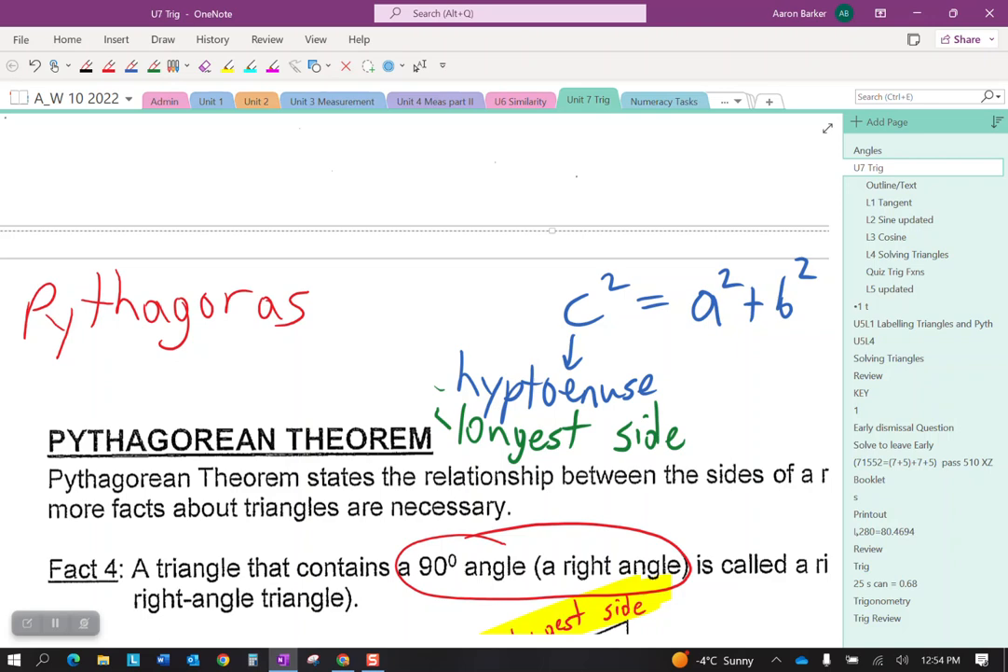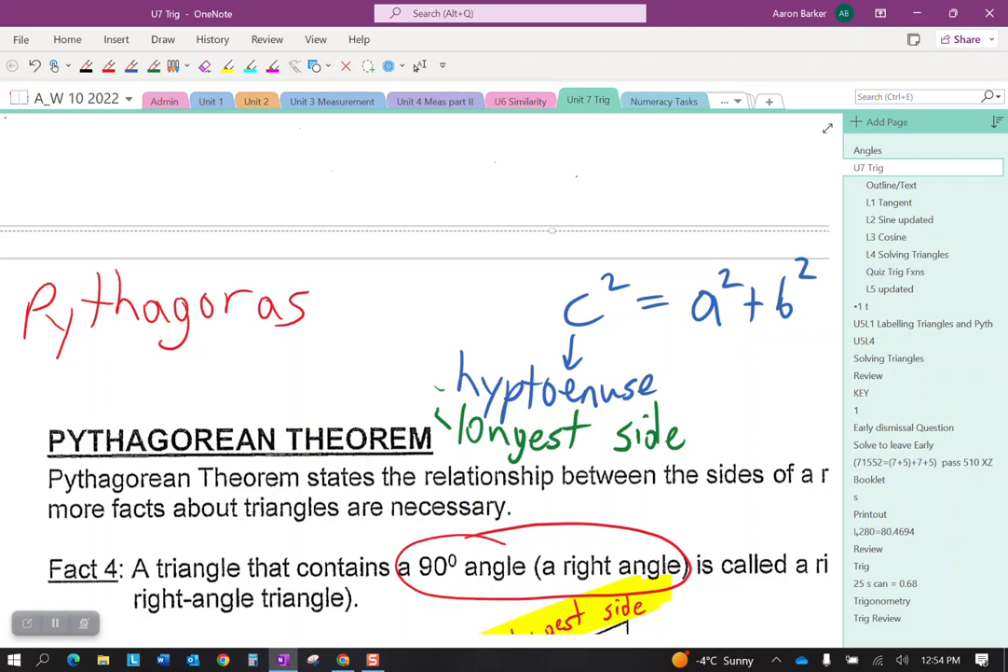C should be your hypotenuse, and the rule of the hypotenuse is it's the longest side. So in order to make something longer, we need to add A and B squared together. Okay, we've got to add our legs to make it longer, so the hypotenuse is the longer side. If we subtract, the hypotenuse will not be the longest side, so then it's incorrect.